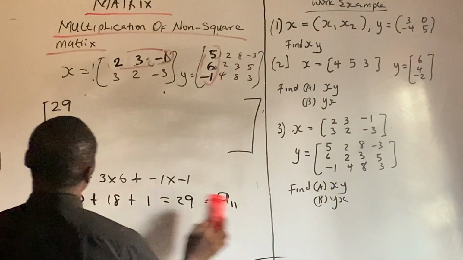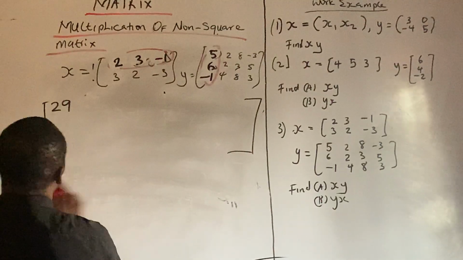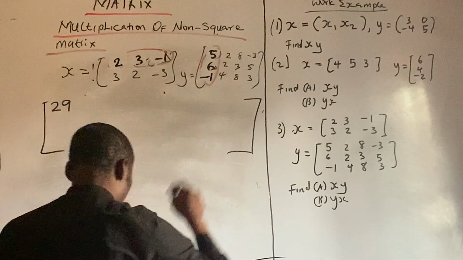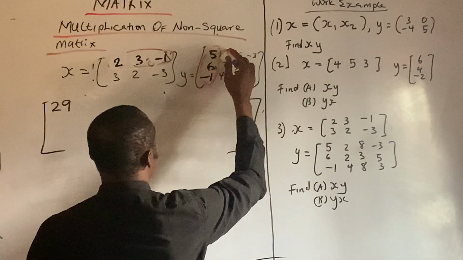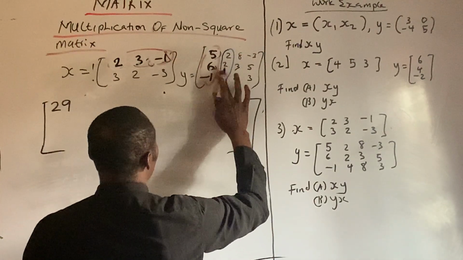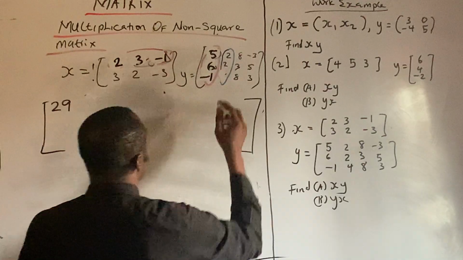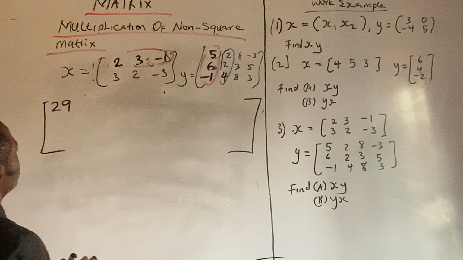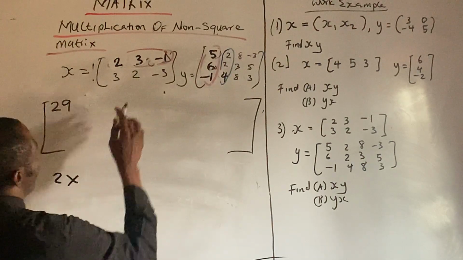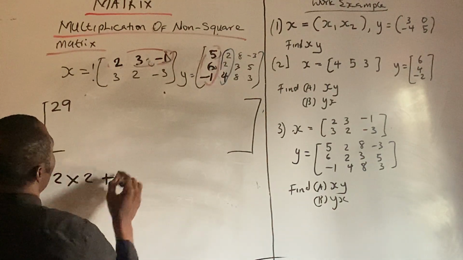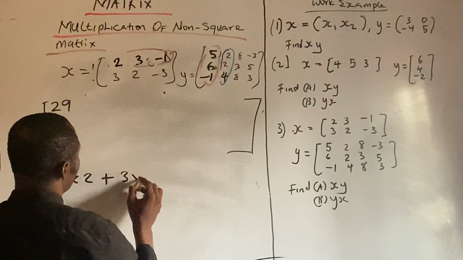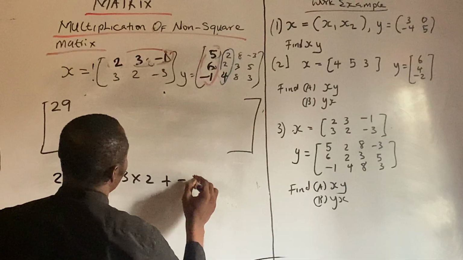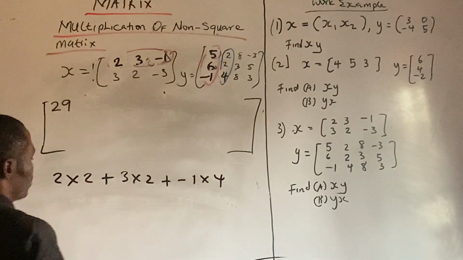All right, so let's get to the next one. The next one is we're going to take up all this row and multiply it with the second one. Please, this is 4. Don't clean it off. This is 4. So let's do it again. So we're going to go to 2 times 2 plus 3 times 2 plus minus 1 times 4.